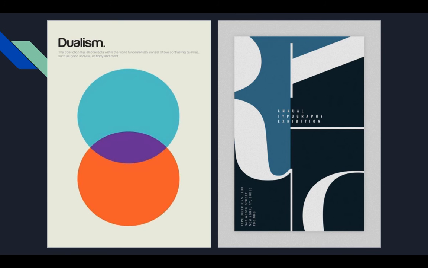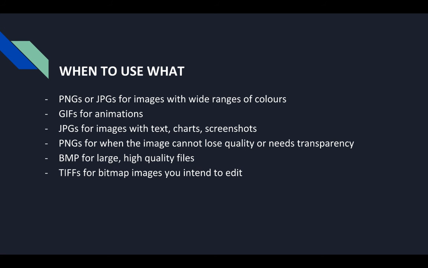And these are some examples of just images. So when to use what? PNGs and JPEGs are good to use when you need all the colors in an image. GIFs are good for just animated images. JPEGs are used in text charts and screenshots because they don't need too much detail, but they can still convey what they are displaying. PNGs are good when you can't afford to lose quality in an image, or if the image needs transparency.